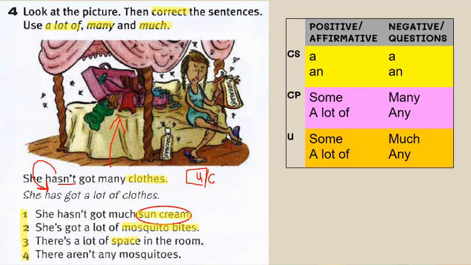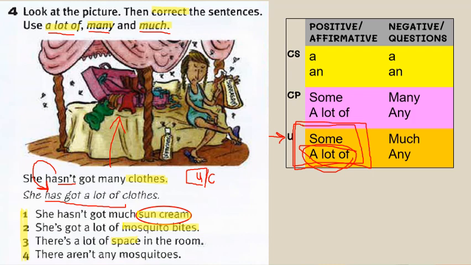Okay, mari tengok dia punya table tadi. Okay, uncountable. Okay. And then positive sentence. So, it should be here. The answer should be here. Some ataupun a lot of. Tengok balik dekat ayat ni. Dia suruh you guna a lot of, many, or much. So, apa yang ada dekat sini? A lot of lah. So, that's the answer. A lot of. Okay, so that's what the answer is. She has got a lot of clothes.